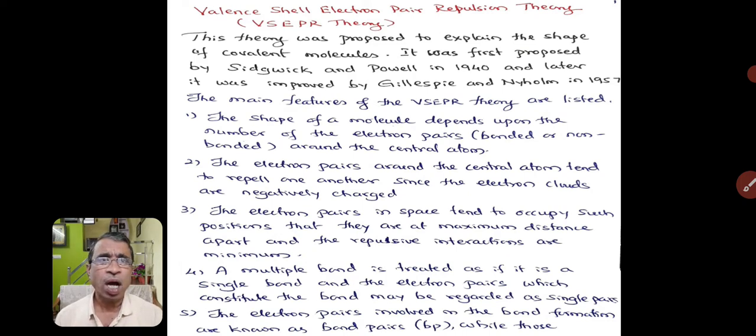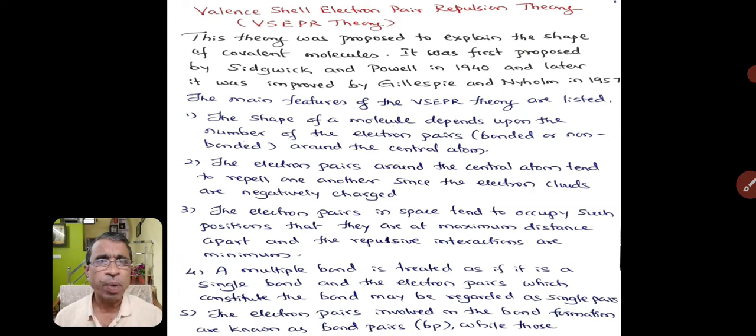The electron pairs around the central atom tend to repel one another since the electron clouds are negatively charged. The electron pairs in space tend to occupy positions such that they are at maximum distance apart and the repulsive interactions are minimum. A multiple bond is treated as if it is a single bond, and the electron pairs which constitute the bond may be regarded as a single pair.